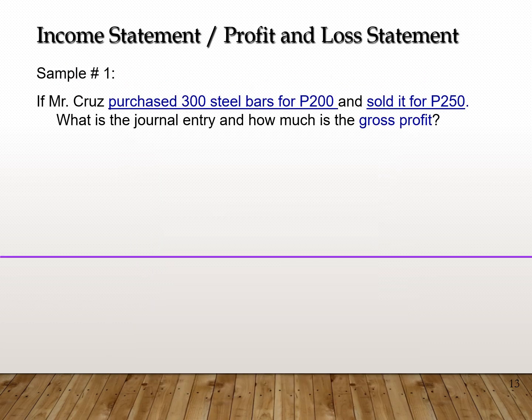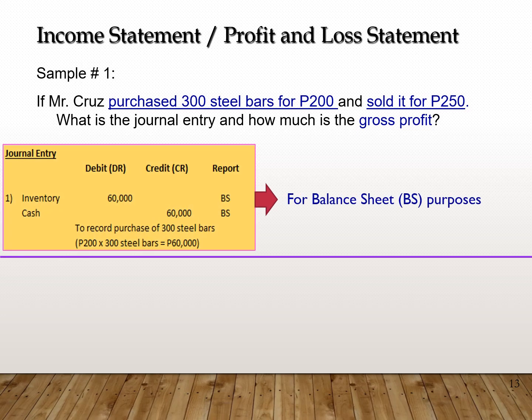On screen is a sample transaction to correlate in the income statement. We have here sample number 1. If Mr. Cruz purchased 300 steel bars for 200 pesos each and sold it for 250 pesos each, what is the journal entry and how much is the gross profit? To record the purchase of 300 steel bars that will be reflected in the balance sheet report, we have debit inventory of 60,000, credit cash of 60,000.